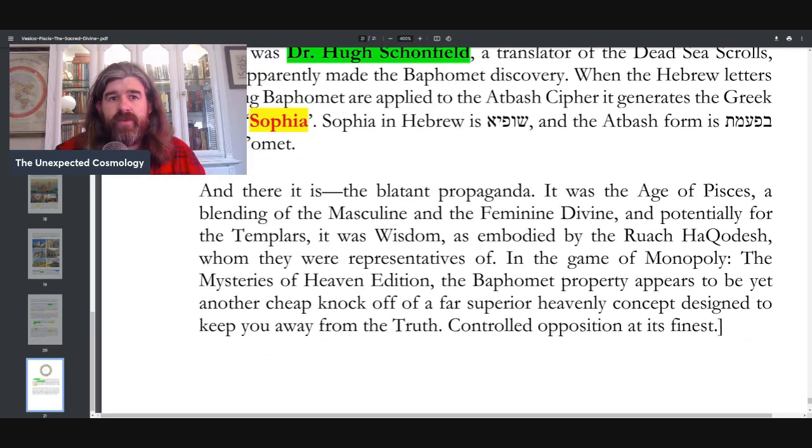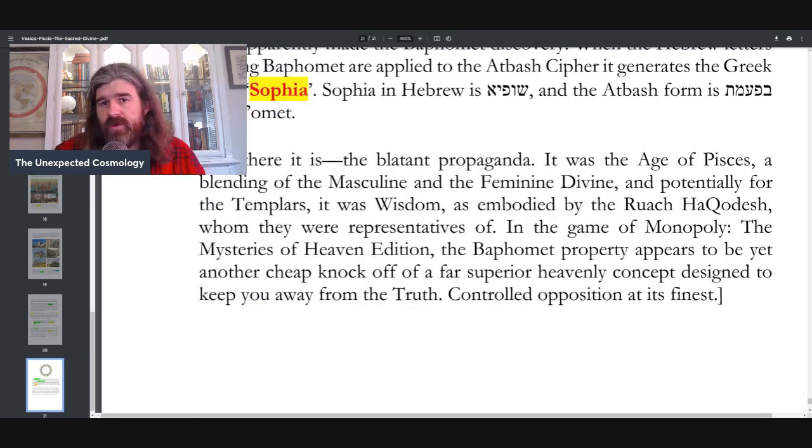In the game of Monopoly, the Mysteries of Heaven edition, the Baphomet property appears to be yet another cheap knockoff of a far superior heavenly concept designed to keep you away from the truth. Controlled opposition at its finest.